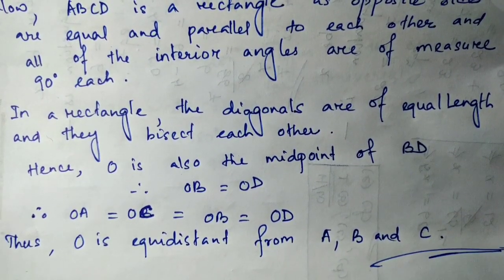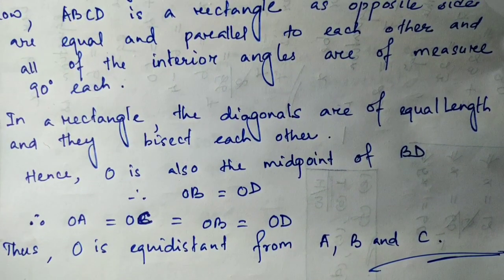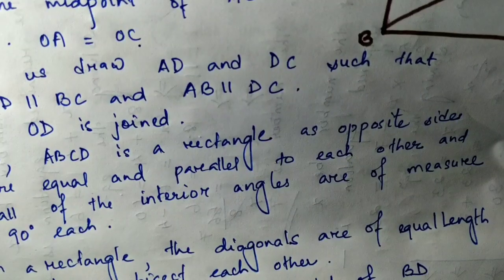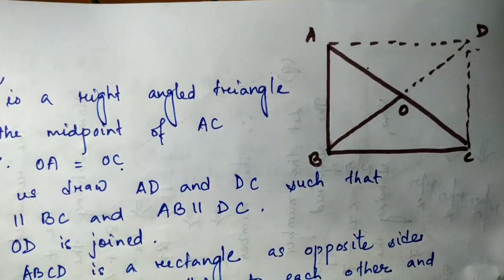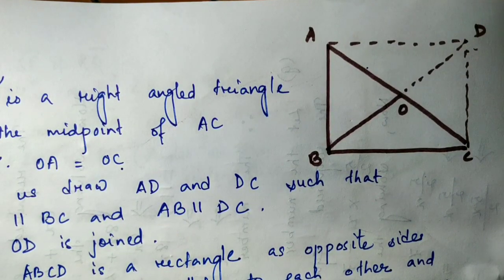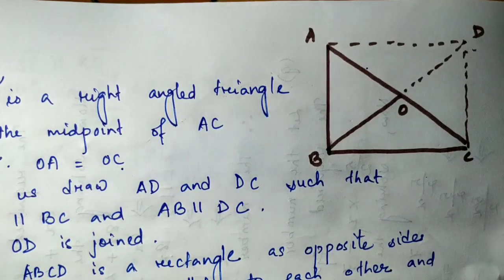So this is the last sum of the exercise, that is exercise 3.4 of our chapter Understanding Quadrilaterals. I hope you have understood the explanation. If you have any doubt, please let me know.